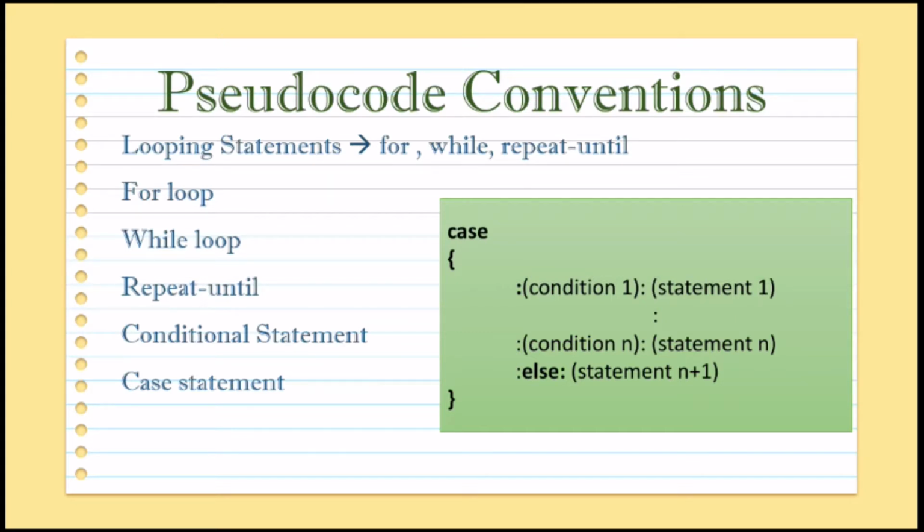In case statement, if condition 1 is true, then statement 1 gets executed and the case statement is exited. If condition 1 is false, condition 2 is tested. If condition 2 is true, then statement 2 is executed and the case statement is exited. If all the conditions, that is condition 1 till condition n are false, then statement n plus 1 is executed and case statement is exited. Here the else clause is optional. You can use that else part or you can skip.